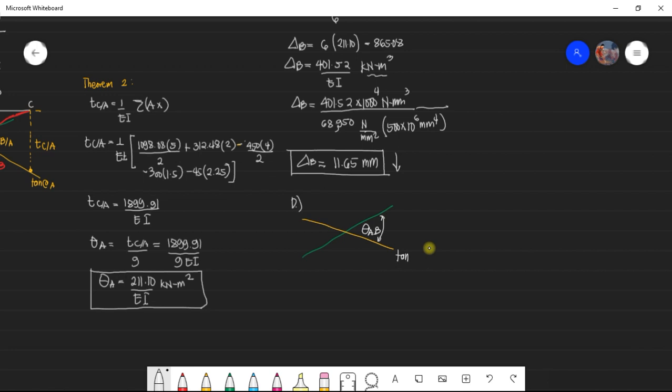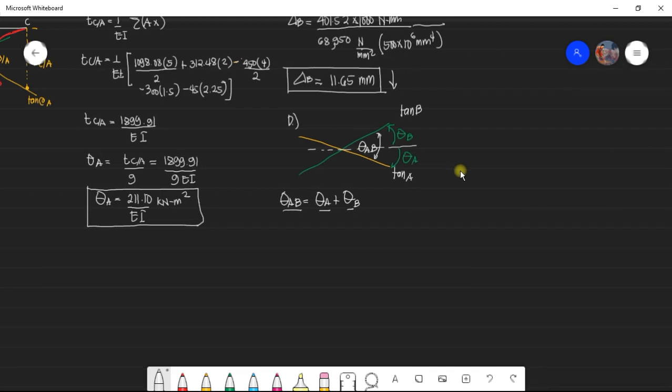This is the tangent at A. This is the tangent at B. Okay, from the horizontal line, which is what it refers to, this is the slope of B, theta B, and this is theta A. So, from that relationship, you can say the change in slope of AB is the slope at A plus the slope at B. We already have the slope at A. This is what we are looking for, but we can determine the change in slope between AB.